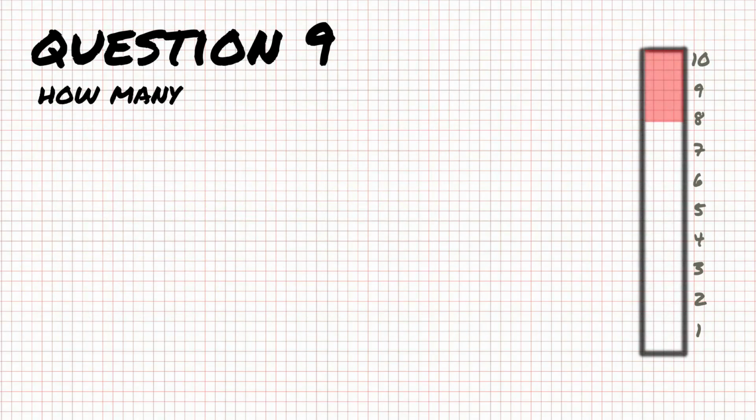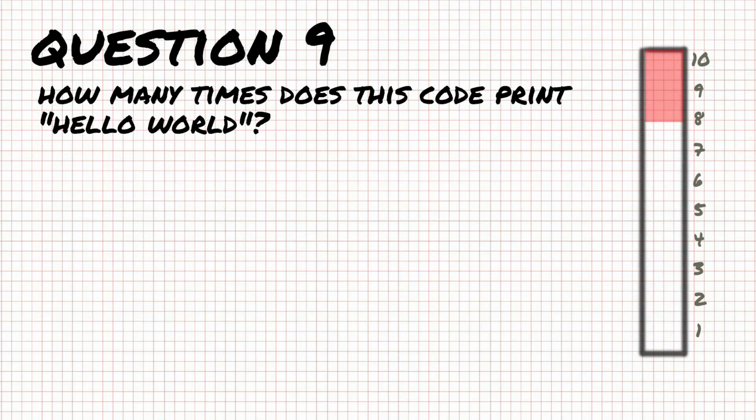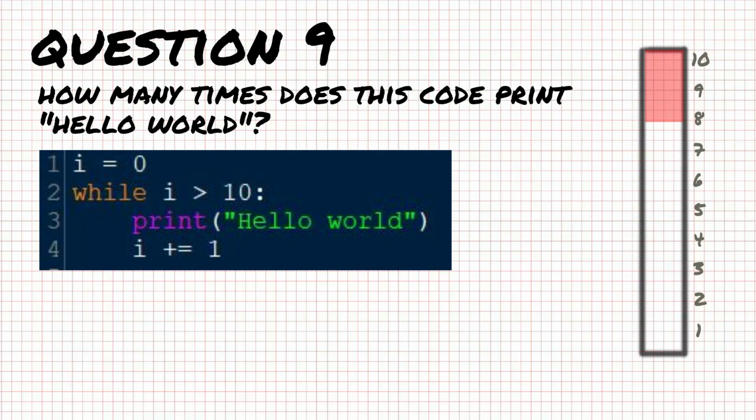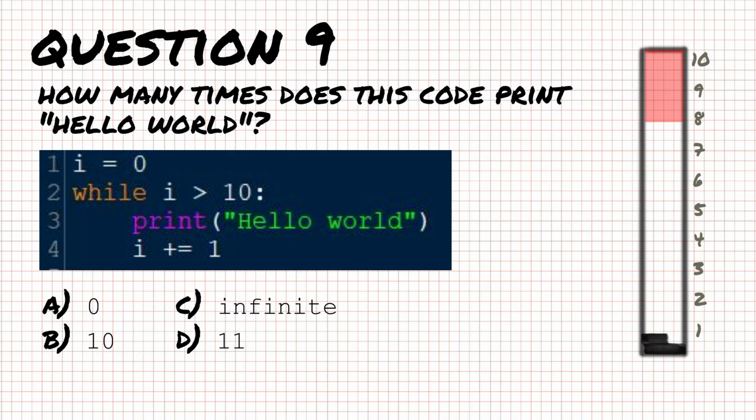Question 9. How many times does this code print hello world? i = 0, while i > 10: print hello world, i += 1. Is it A, 0, B, 10, C, infinite, or D, 11?